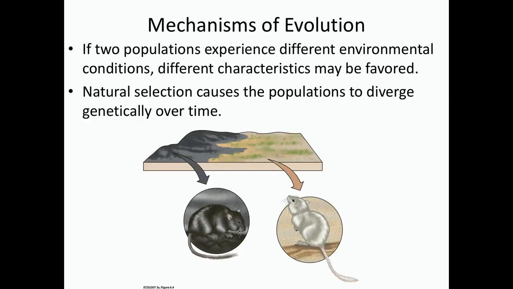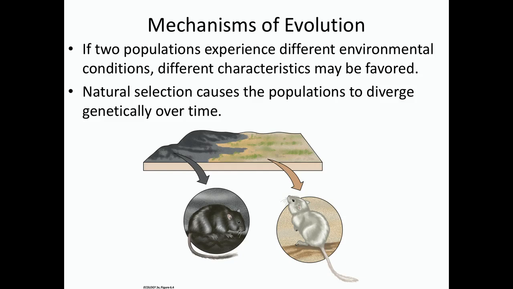Another consequence of natural selection is that it's entirely dependent on environment. So different environments will have different adaptations be more successful. And if two populations are subjected to different environmental conditions, natural selection will cause them to differentiate over time.